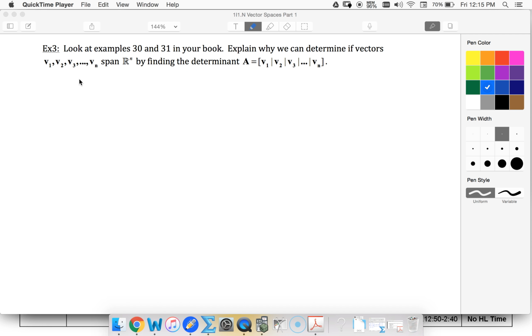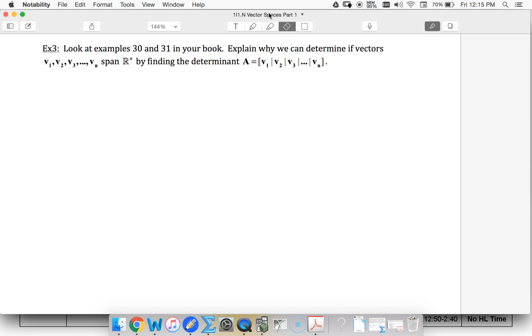Right, so now we want to explain why we can determine if vectors span a space by finding the determinant of a matrix made by the individual vectors. So let's think about this. If we're trying to determine if vectors span Rn, that would mean we're looking for a linear combination.